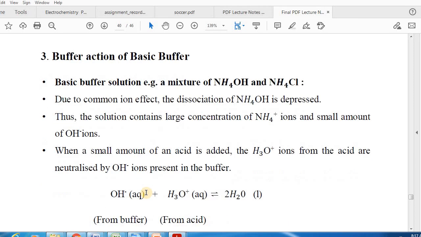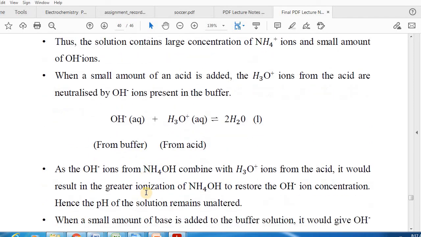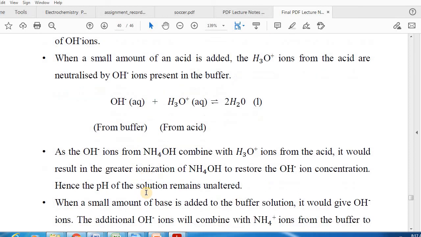When a small amount of acid is added, the hydronium ions from the acid are neutralized by OH minus present in the buffer to give undissociated water molecules. Now as the OH minus ions combine with H3O plus ions, it will shift the equilibrium towards the right and ammonium hydroxide will dissociate to give more hydroxyl ions, so the pH of the solution remains unchanged.